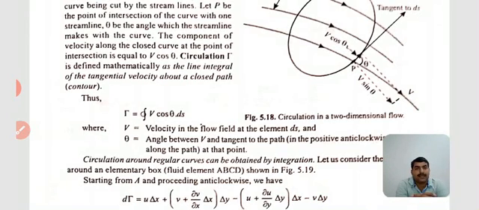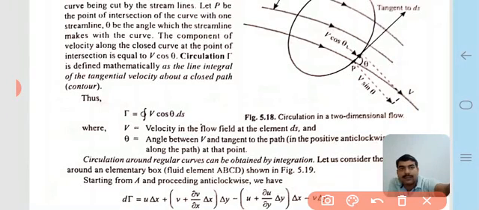Circulation is denoted by chi, as we see in the diagram. This is the denotation of the circulation. It is the tangential velocity about a closed path contour, whose definition we know from studying contours in mathematics.